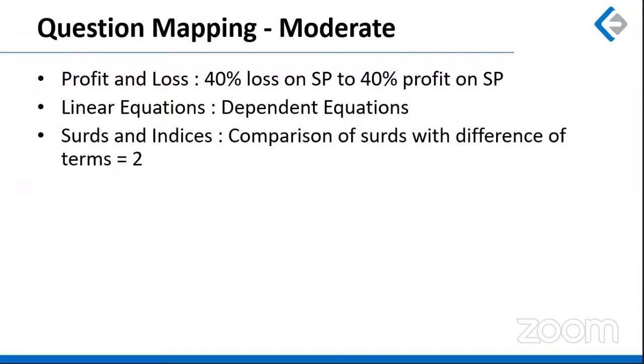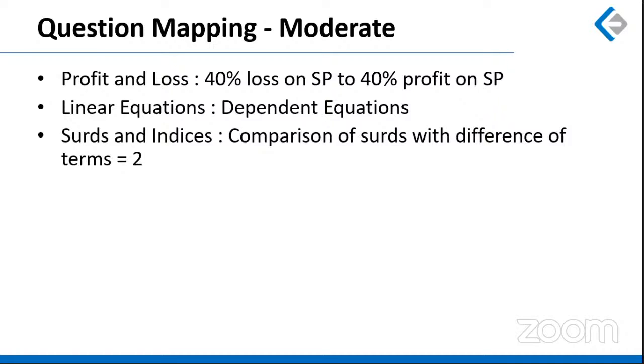A question based on surds and indices was given where 5 terms were to be compared, each term having a difference in values of 2. There was something like under root of 101 minus under root of 99. Another was under root of 45 minus under root of 43. There were 5 such terms given, and we had to find out which one was the highest.